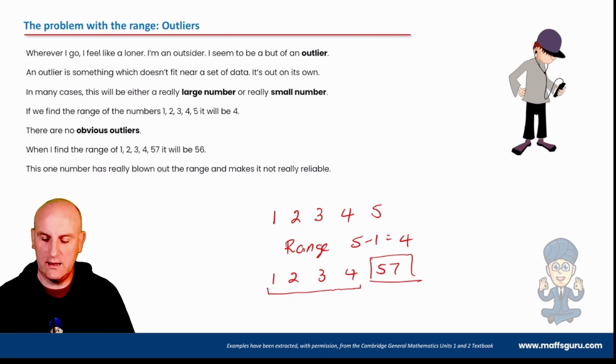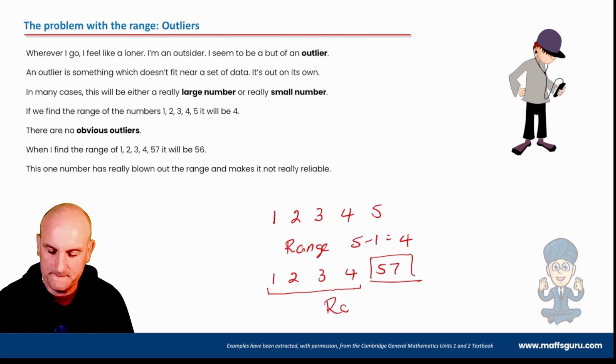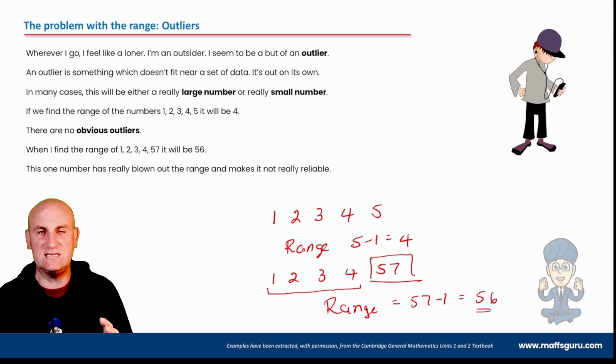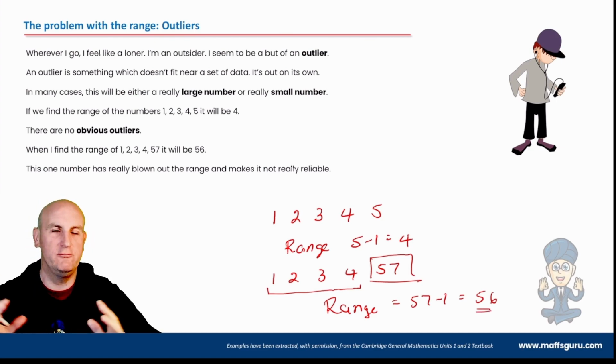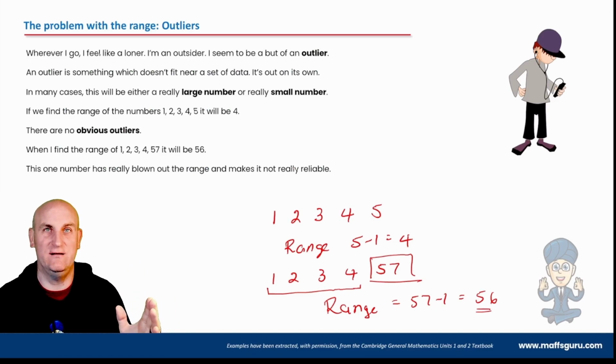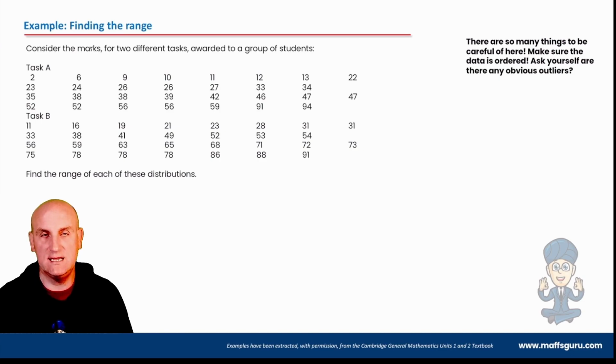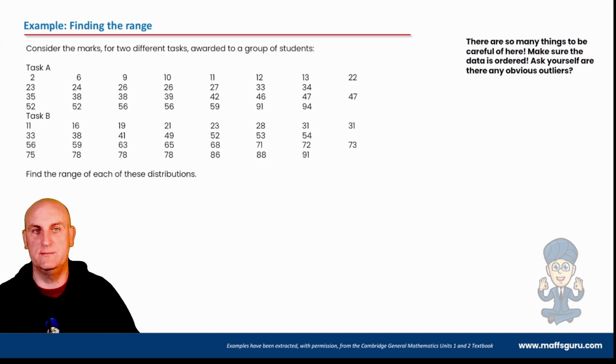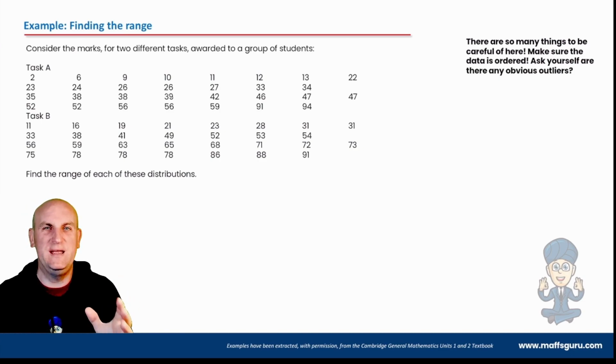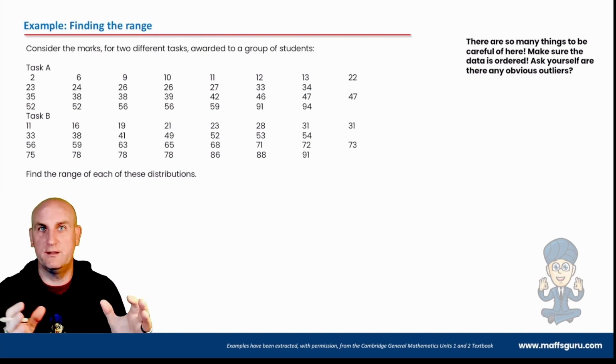Because if I now work out my range, what's my range going to be? Well, my range is going to be 57 minus 1, which is going to be 56. Hold on a moment, that one massive number has blown out my range ridiculously, all right? And suddenly that range doesn't make any sense to me. So we need to keep an eye out for outliers, numbers that seem really big or set far away from the main data set.